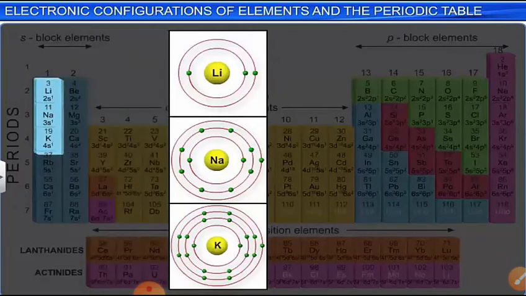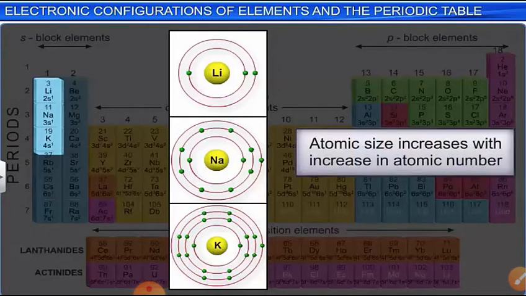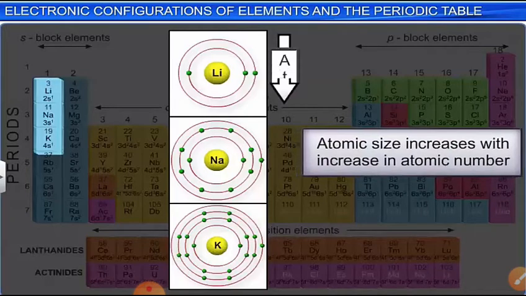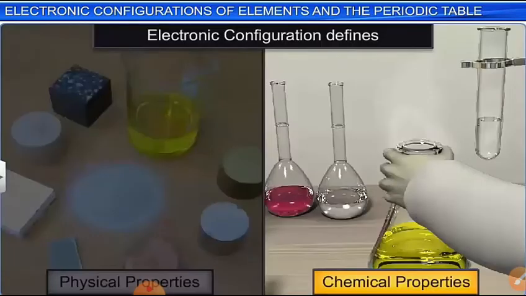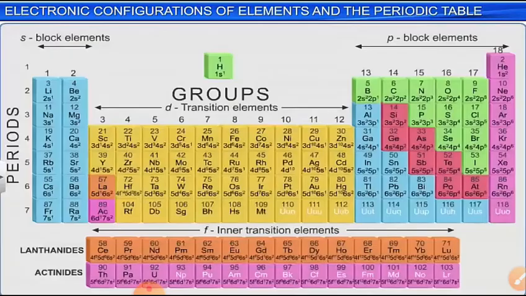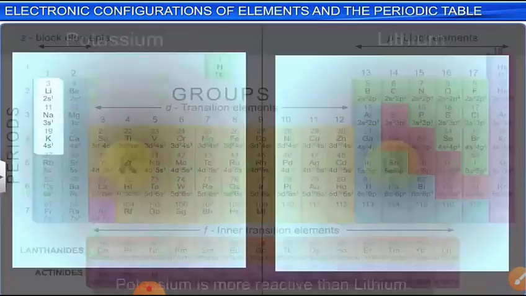But down the group, what happens? The shell number is increased by 1, but the electrons in the outermost shell remain the same. So as we go down the group, atomic number increases, but the number of shells also increases. So the distance from the nucleus to the outermost shell increases with the increase in number of shells. As you can see, from lithium to sodium to potassium, a shell is being added. So size will increase when you go down the group. So electronic configuration defines the physical and chemical properties of an element.